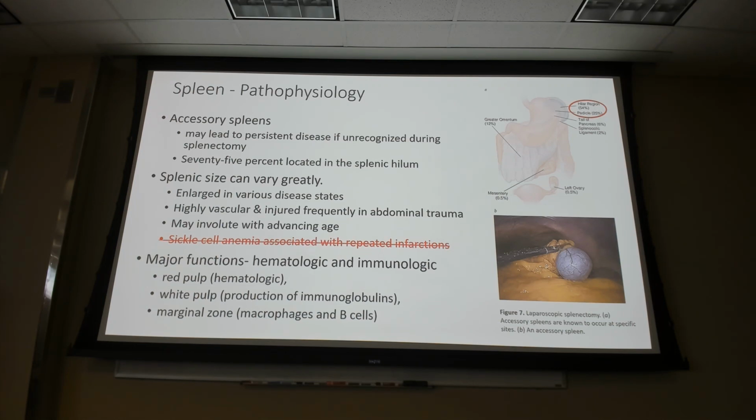But we always want to look at the splenic size. It's highly vascular, and obviously it has a very huge importance on our blood. So it basically filters all of our blood.